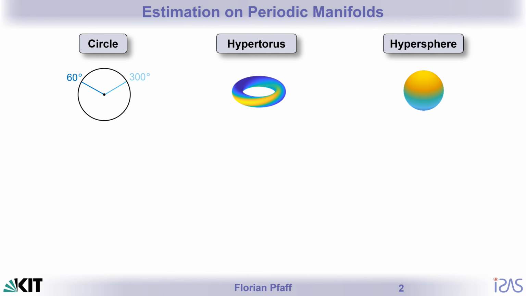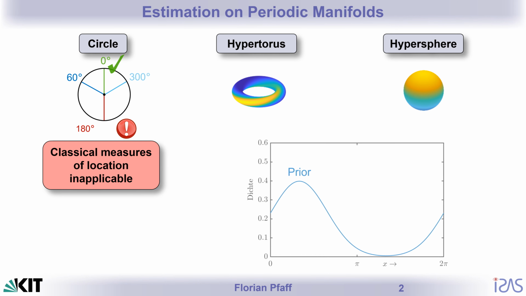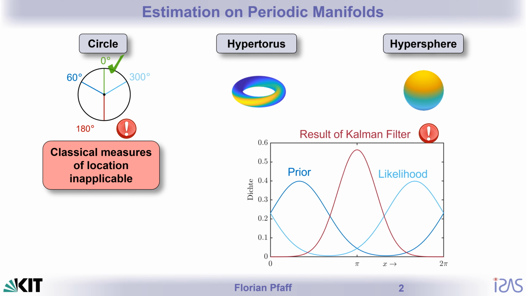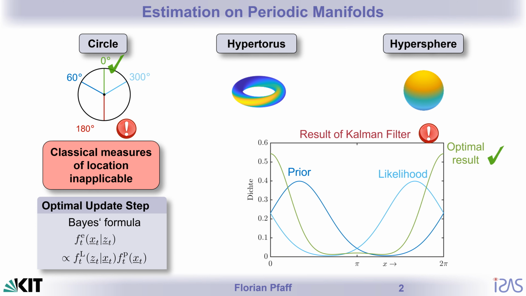If you have two measurements, one at 60 and one at 300 degrees, then taking the normal mean would give 180 degrees, which is not what you want. You would want 0 degrees here. And this is not just a theoretical problem. If you have a prior density with a mean at 60 degrees and a likelihood with a mean at 300 degrees, then your Kalman filter will give you something with a mean at 180 degrees. However, this is not a problem of Bayes formula. If you apply Bayes formula, you will get something that has its circular mean, in this case, at 0 degrees.